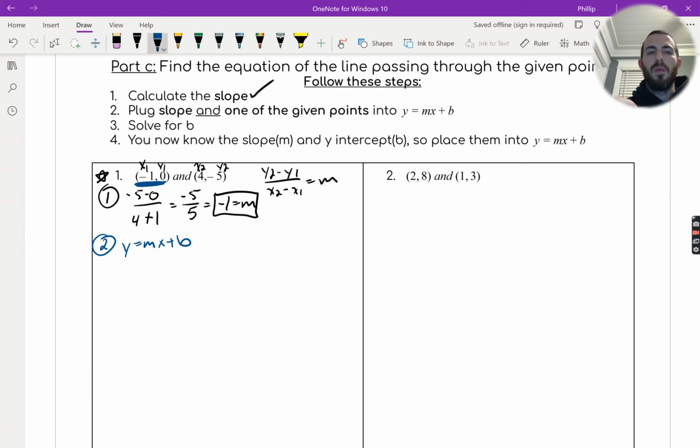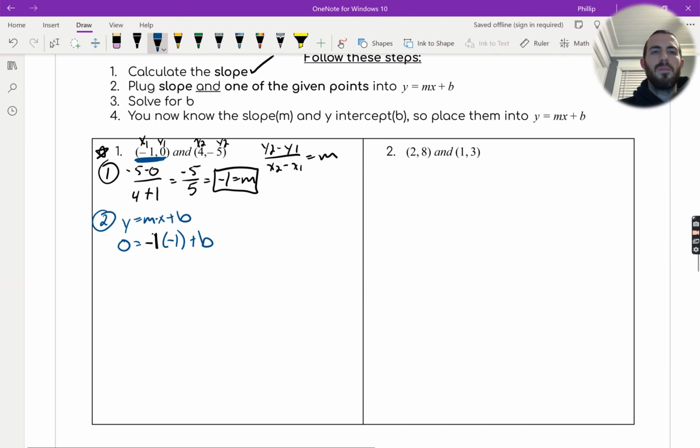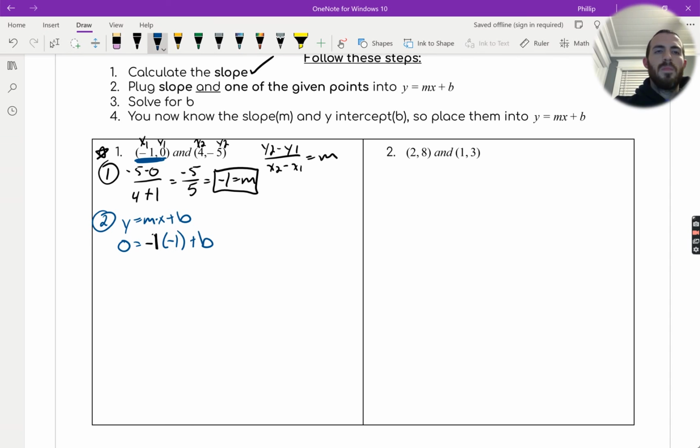We're going to plug in this coordinate point. So the y value of the coordinate point goes for our y. In this case it is 0. The slope is what we got in step 1, so I'm going to put -1 here. The x value is from the blue underlined point, which is -1. We put it in parentheses because it's being multiplied. And then we put, keeping the color the same, plus b. So we did step 2.